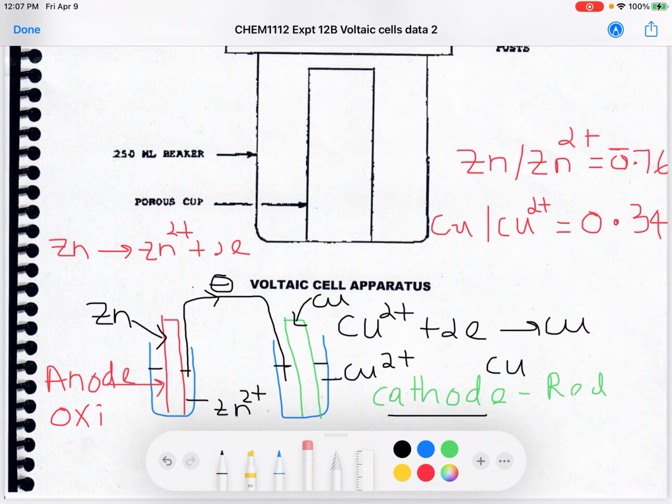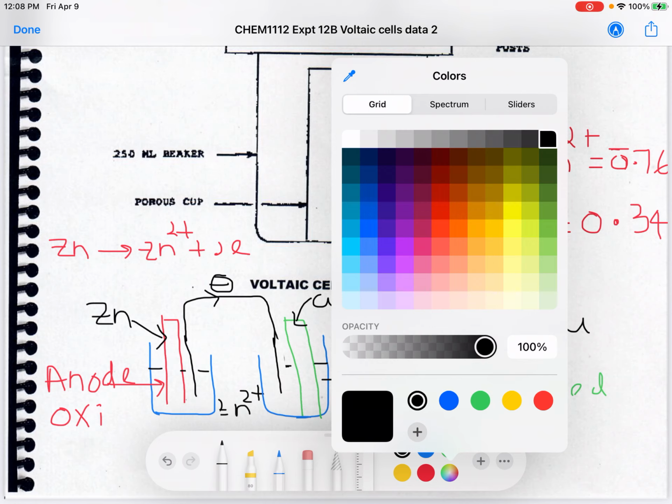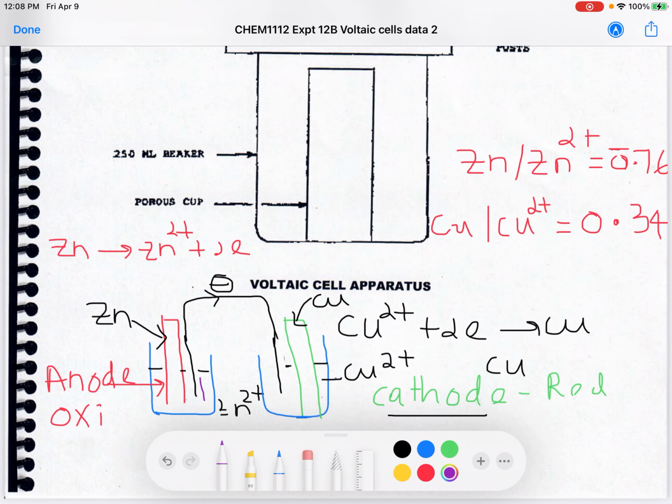And then we also put a salt bridge. I'm going to make my beakers a little bit bigger. So I can put a salt bridge here. This is the electron movement, and then the salt bridge I can draw in this color, maybe purple. Okay, salt bridge is this one over here.